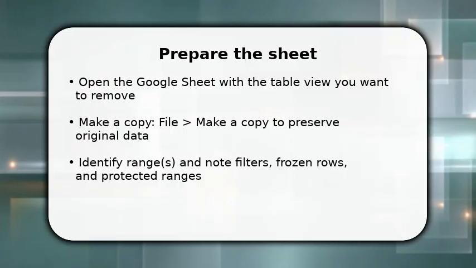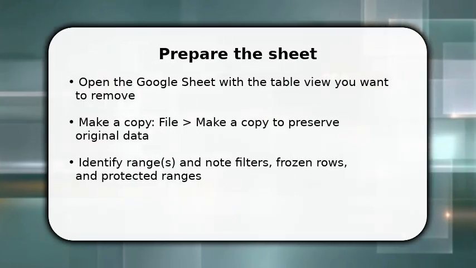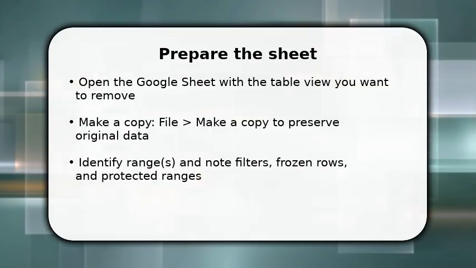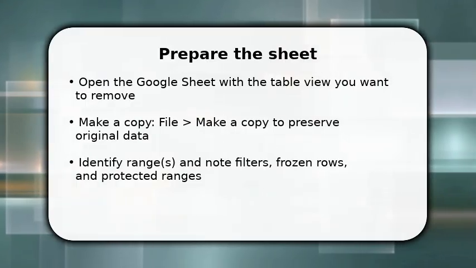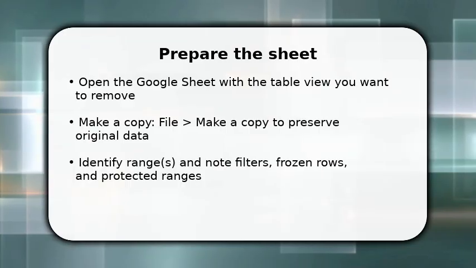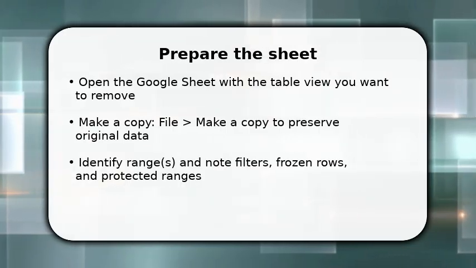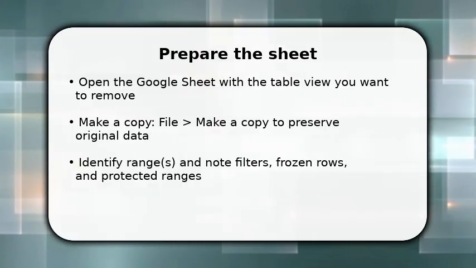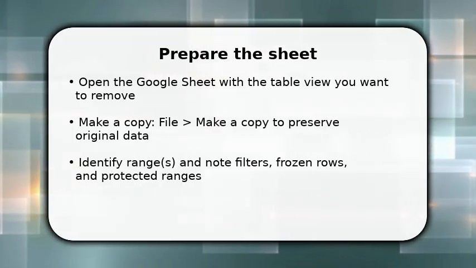You start by opening the sheet and making a copy so you can revert if needed. This preserves formulas and formatting. Once done, scan for filters, frozen rows, and protected ranges because they often create table-like behavior. Make note of the exact cell ranges used by pivot tables or data validation. You'll act on those elements first.